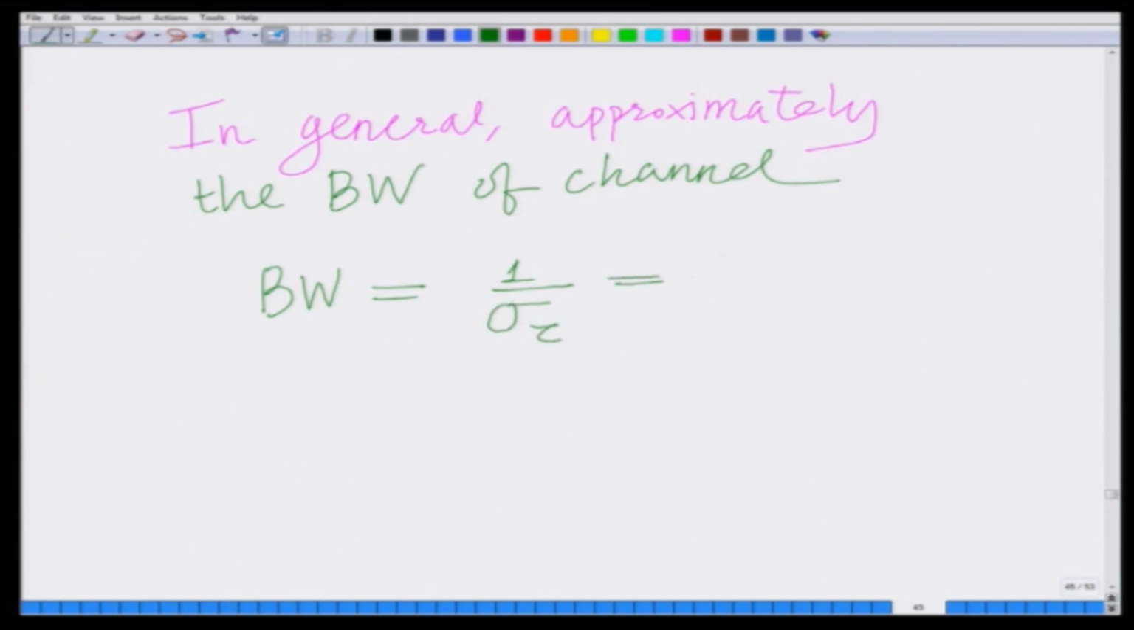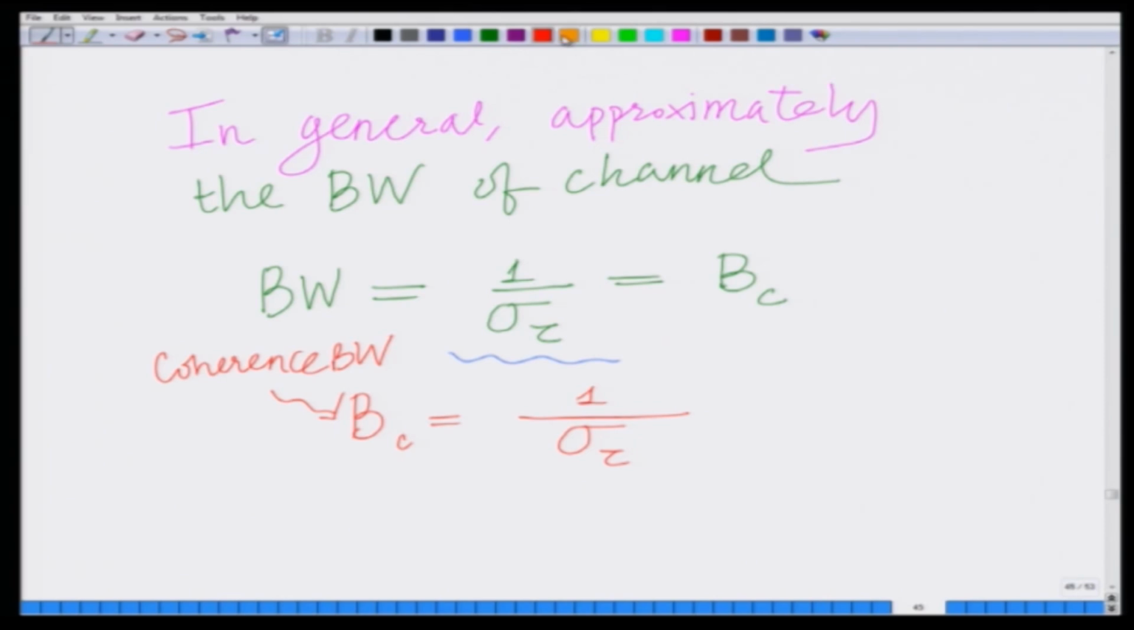which is equal to the coherence bandwidth. The bandwidth is nothing but the coherence bandwidth. This is equal to 1 over sigma tau. So we have this beautiful relation which we have derived intuitively. This is 1 over sigma tau, where B_C is the coherence bandwidth and sigma tau is our delay spread, and therefore what we are saying is that the coherence bandwidth is the inverse of the delay spread.